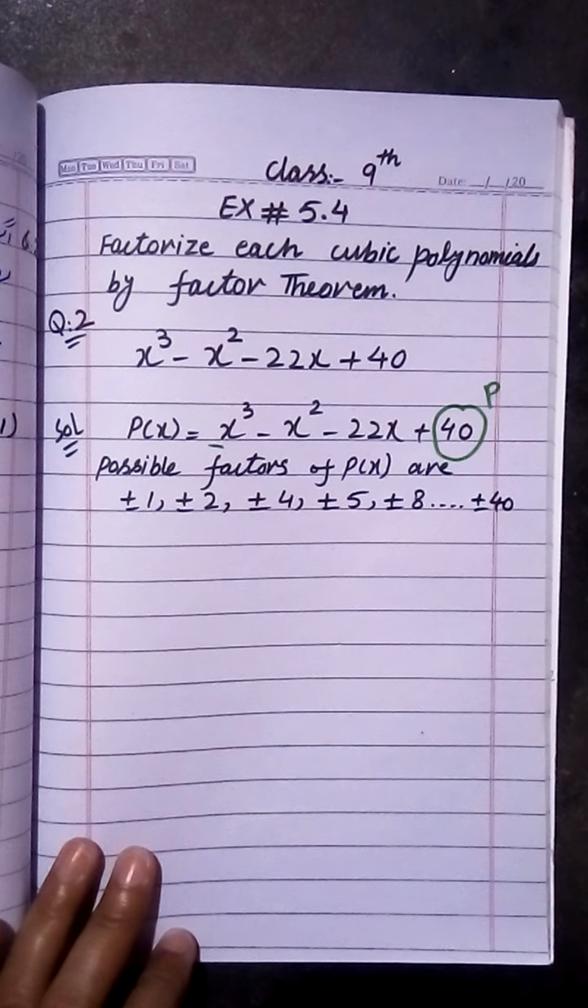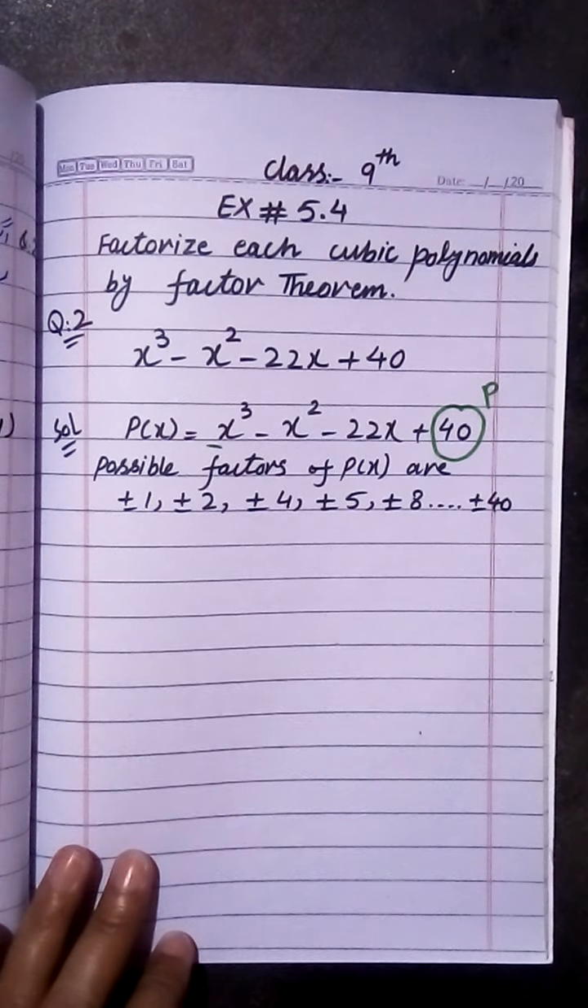So now you have to apply the factor theorem here. You will use the hit and trial method to find zeros of p(x). If the answer equals 0, then you can say that these are the factors of p(x). If the answer does not equal 0, then you can say that these are not the factors of p(x). So we will start here.